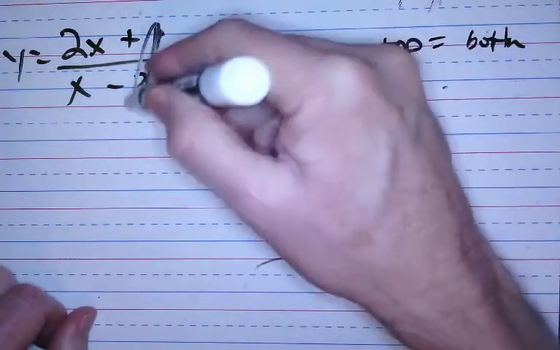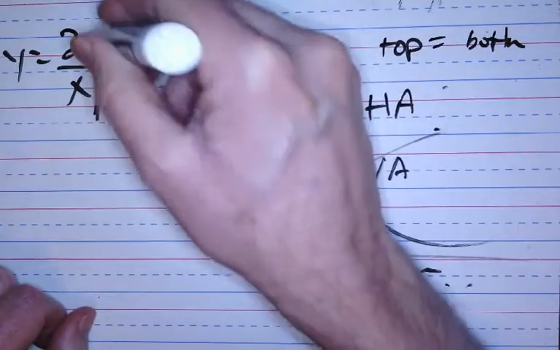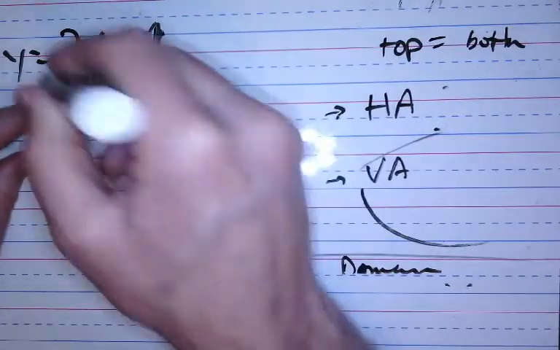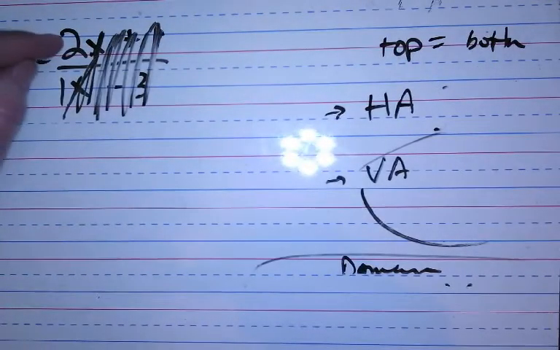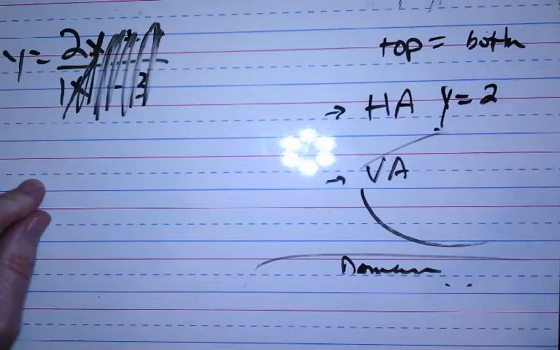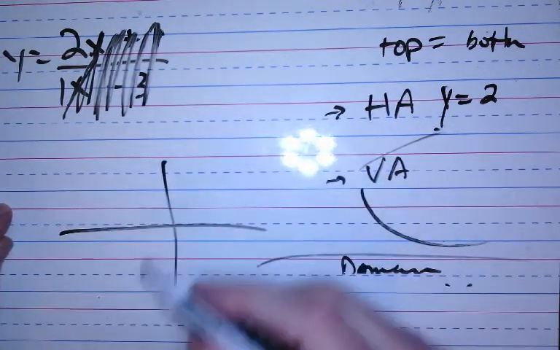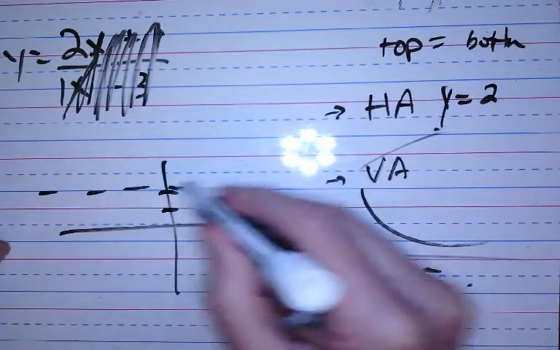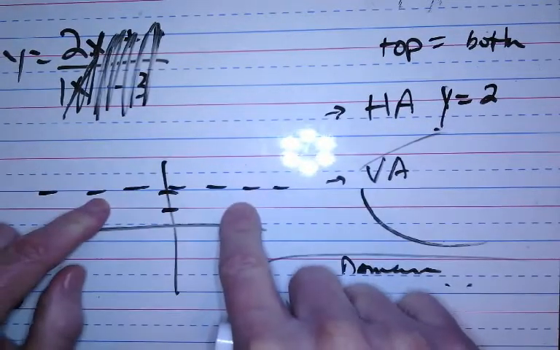So we don't care about these numbers. We don't care about anything. We just care about the number in front of this, which is 1, and the number in front of that, which is 2. What's the horizontal asymptote? Y equals 2. What? Well, that's right. That means that it's going to come and go right there, right?